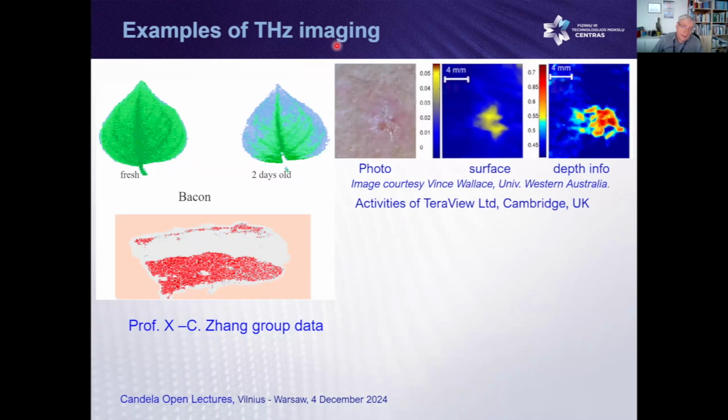Then there was a big topic, and still is, on the application of terahertz for medical purposes. The photos show skin cancer detection. You see here the skin on the surface, and then we go deeper into the skin. Since the water content is changing in the skin, you can see the change in the water content, which can be an indirect indication of cancer evolution in the tissue.